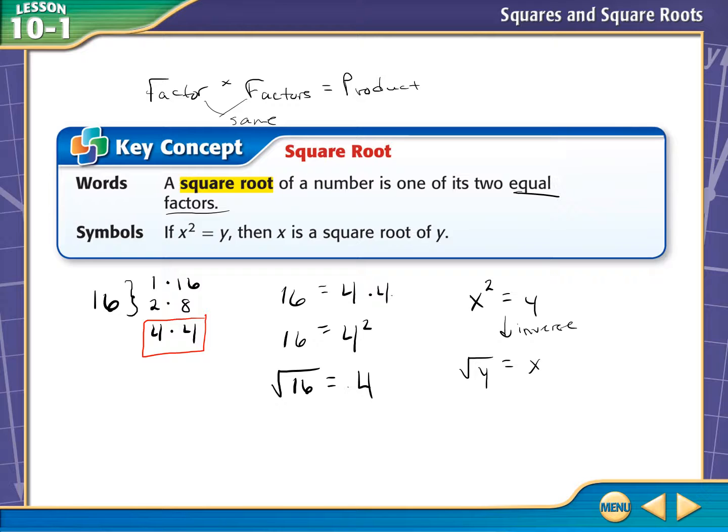Just like starting with 3. If I add 5 to 3, I get 8. Well, how do I get back to 3? I need to take away that 5 or do the inverse to get back to 3, right? So this here is an inverse, just like these are inverses here.